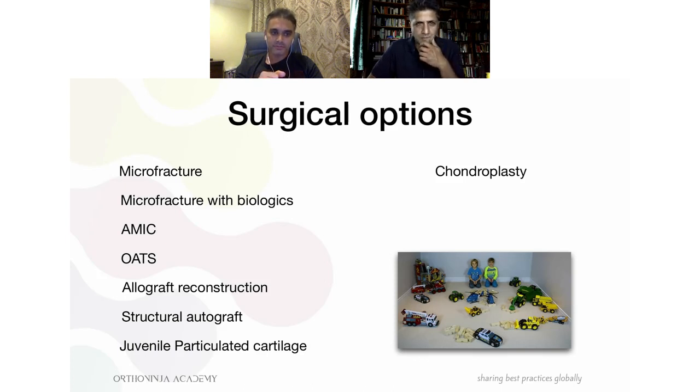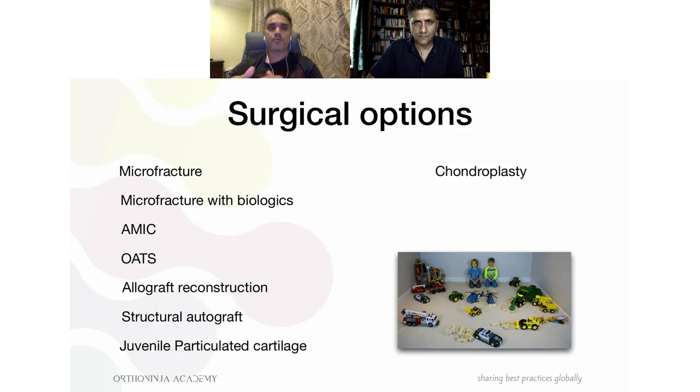Juvenile particulated cartilage. This is something which Lucian has used quite a lot and published on, where we take under 16-year-olds' cartilage. It's particulated and it's been cleaned out, and you basically layer it on as a layer.